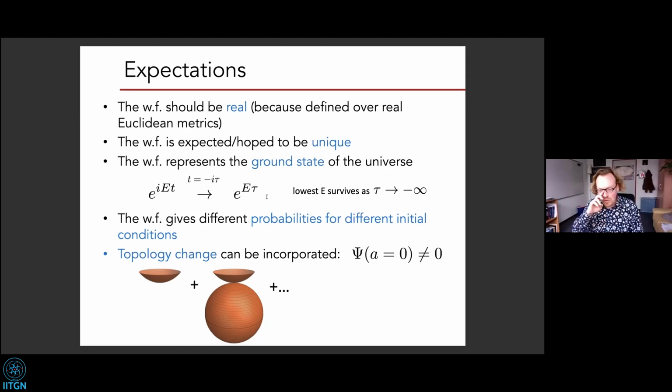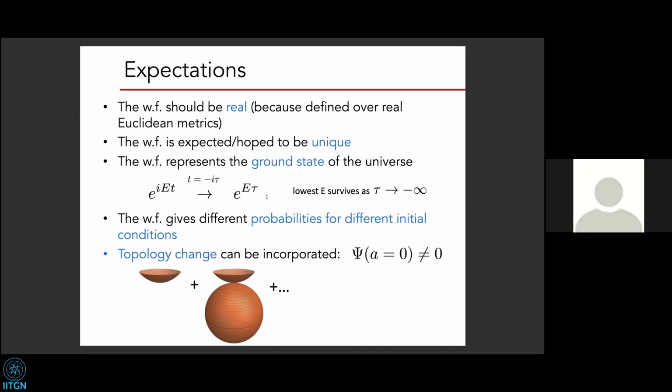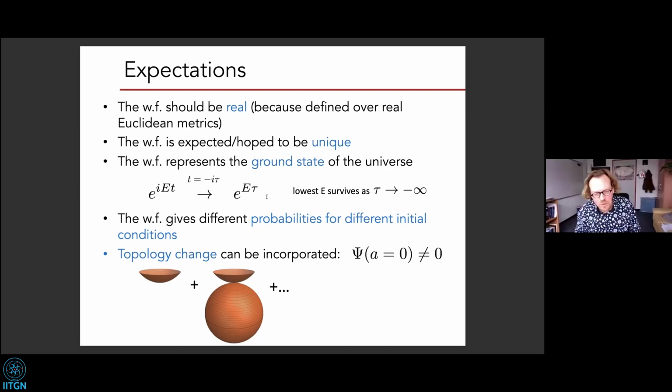And moreover, one reason for formulating this in Euclidean geometry was that it was hoped that this would allow one to include topology change. Because if you have Euclidean metrics, it's easy to include non-trivial topologies where the universe changes from, say, here a sphere to a point and then to another geometry.